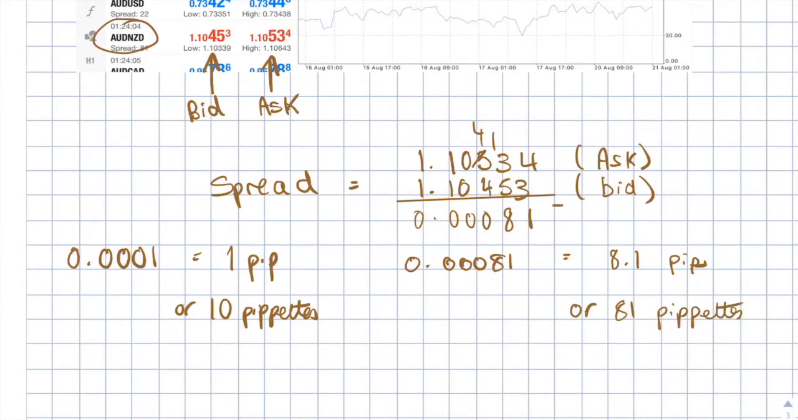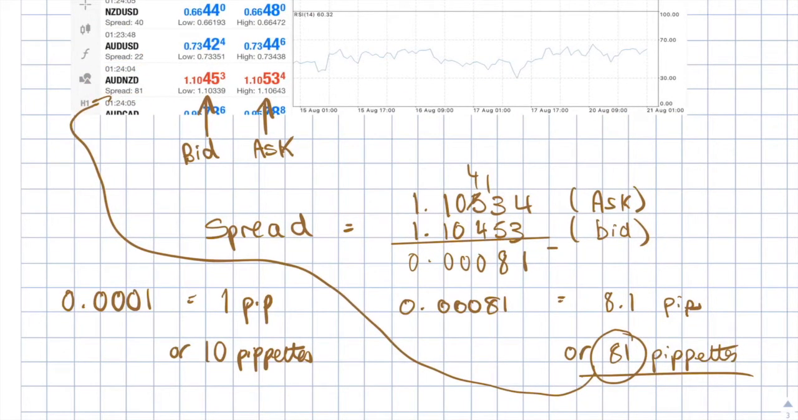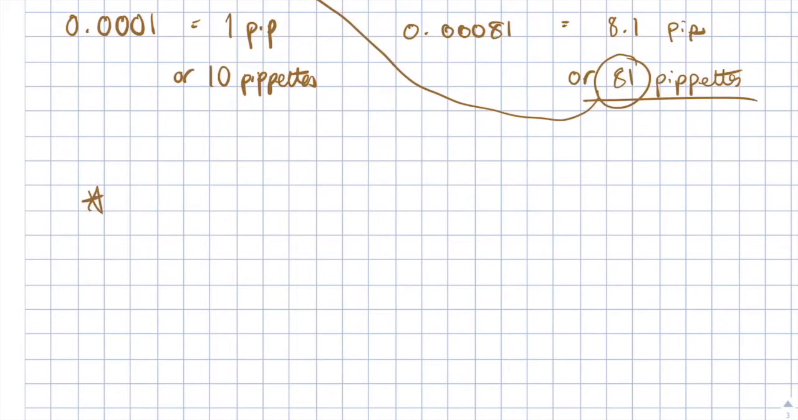And this is exactly what is shown on the MetaTrader 4 app underneath Australian dollar against the New Zealand dollar. This says spread and 81. This is what it means. And also, if you look at the other spreads, it will tell you the other spreads, and from these I would like to mention three things.